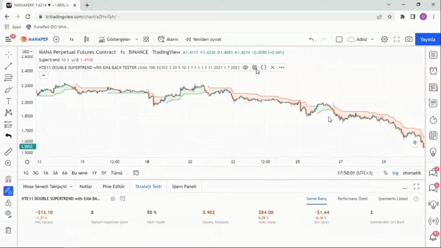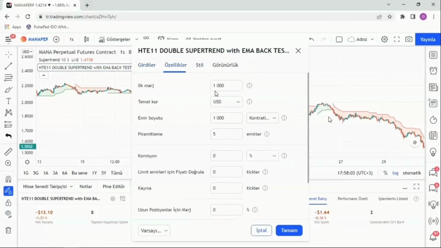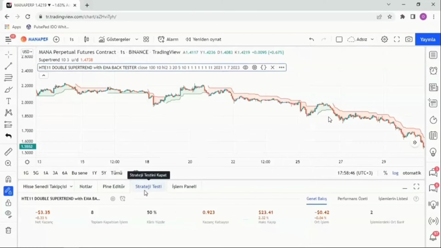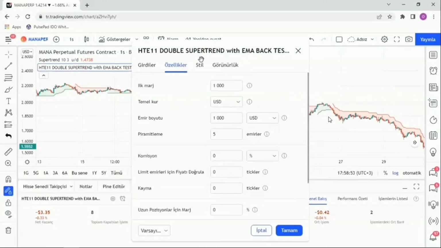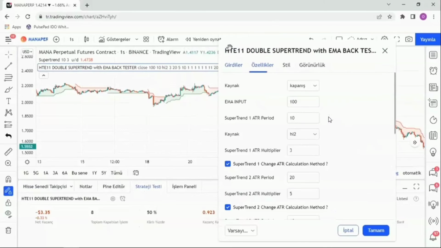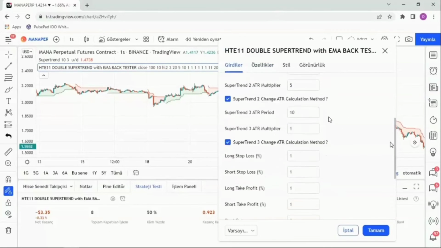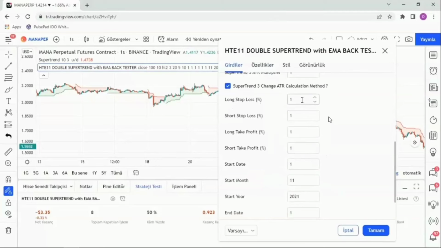Okay, let's open the settings. We will change the contracts to USD. Okay, and oops, my bad. I didn't change the stops and take profits. We will set the stops and take profits to 4%, just like the previous ones.